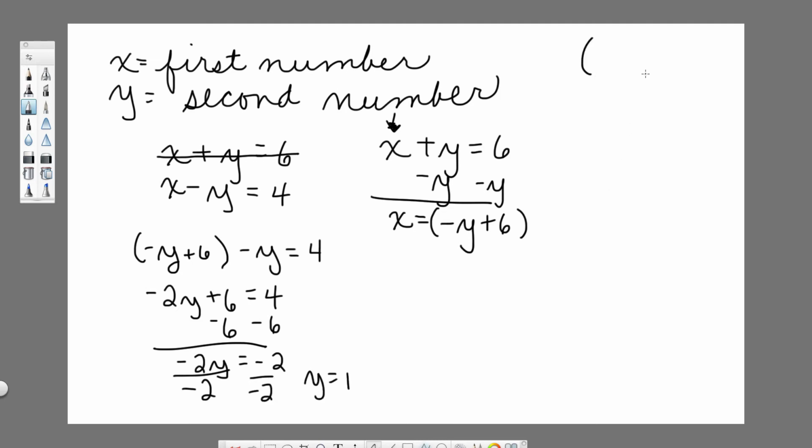So remember in the ordered pairs, this one is X, this one is Y. So I put the Y right there. Now I'm going to substitute it in here and find out what X is. So X equals the opposite of 1, which gives me negative 1 plus 6. So X equals 5. And there's my answer. That's exactly what we guessed it would be.